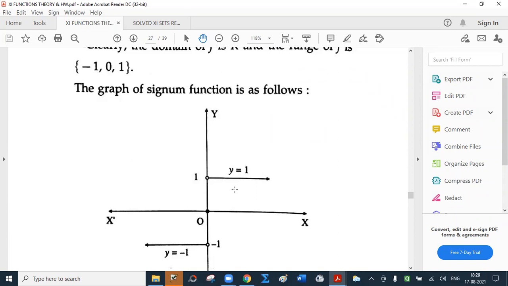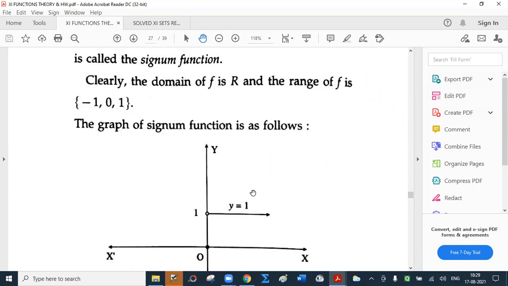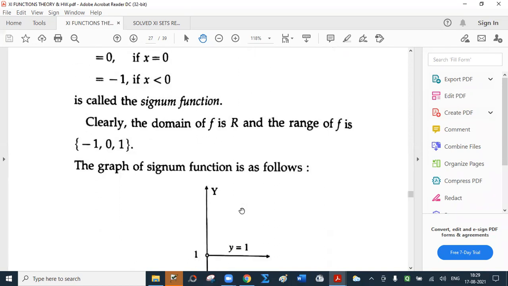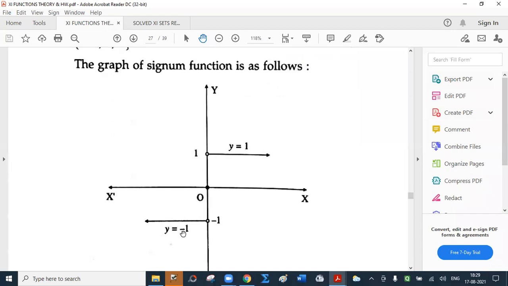Okay. Suppose x is negative, 0 is not negative, say minus 0.1. When x is minus 0.1, what is y? That is f of x, minus 1. Suppose x is minus 11. What is f of minus 11? Again minus 1. So this is the line y equal to minus 1. Okay, so this is the graph of the signum function.